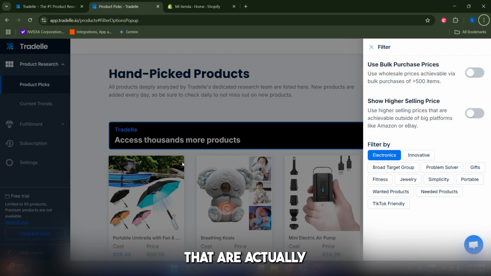Now a couple of options that are actually very important are the show higher selling price and the use bulk purchase price, okay. I don't recommend that you check this on unless you're a very big store already, but if you're a small store, I think you should keep this off. And the show higher selling price, you should probably keep this off as well if you want to be competitive with other markets or with other stores. Okay, so this is my personal advice here.